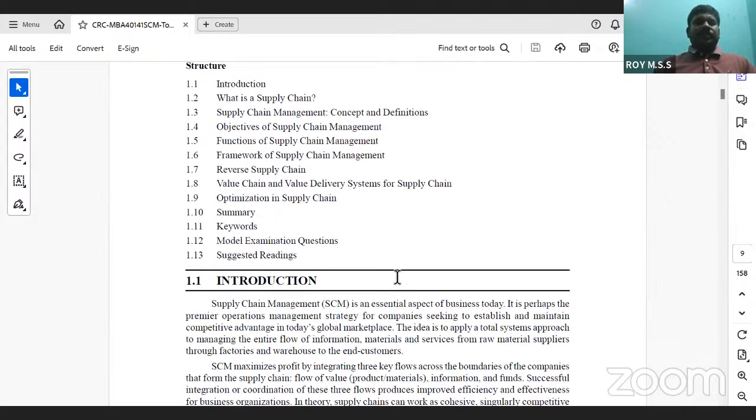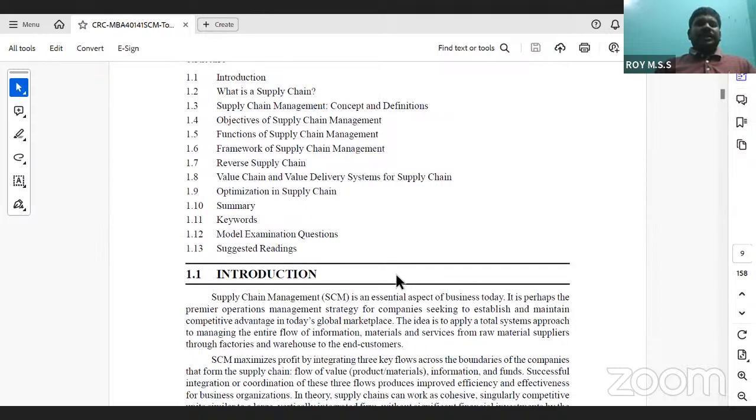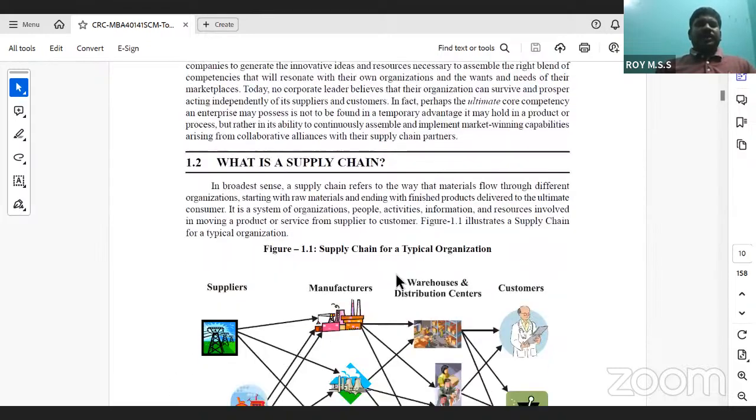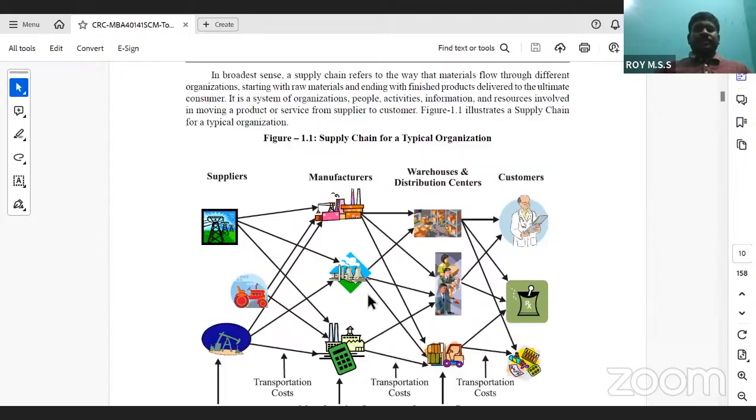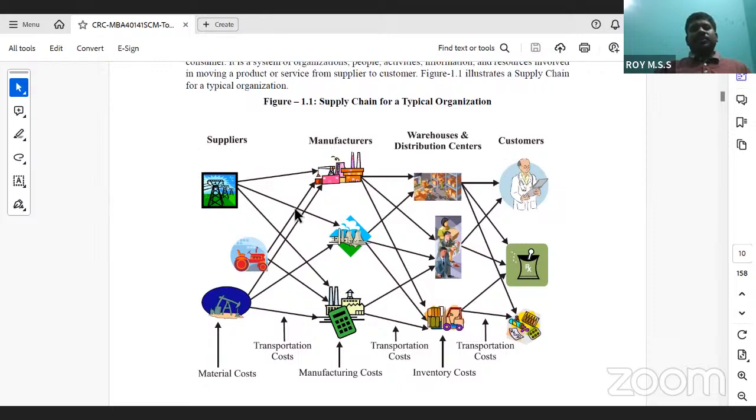Let's go into this. In that, we are going to learn quickly about what is supply chain and the other components and the definition. Easy to understand. Now see this, a typical organization. If you observe this image, it starts from the sources, the suppliers, from where you will get, and ultimately the final product will reach the customer. From the supplier, it will come to the manufacturer. From the manufacturer, it will go to the warehouses. And from the warehouses, it will go to the distribution center, and then it will reach the customer.